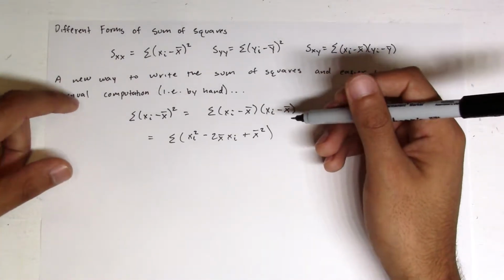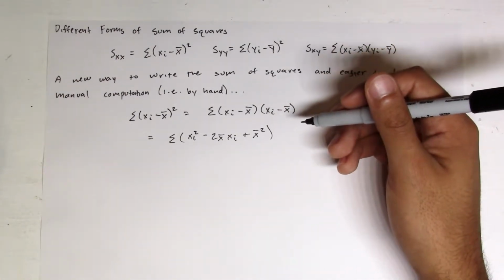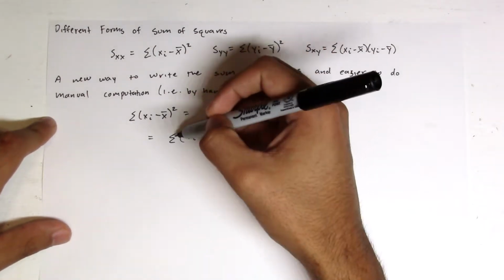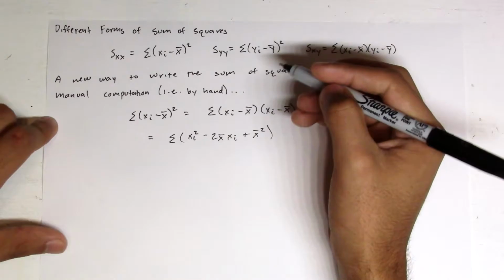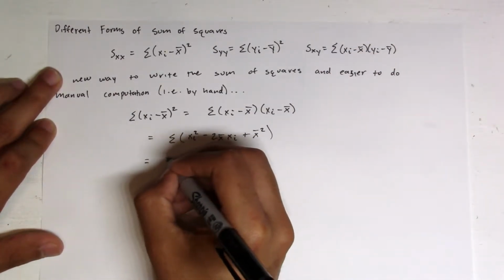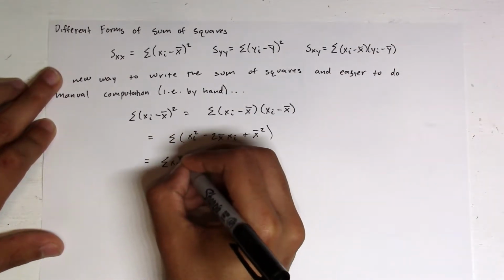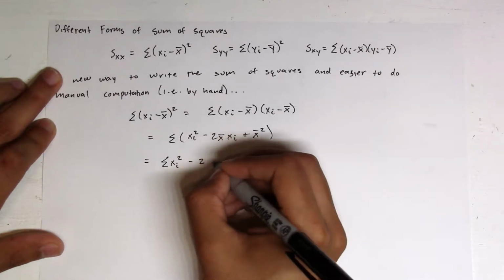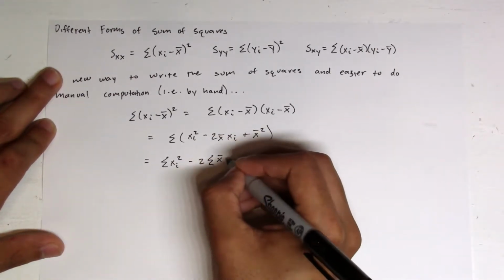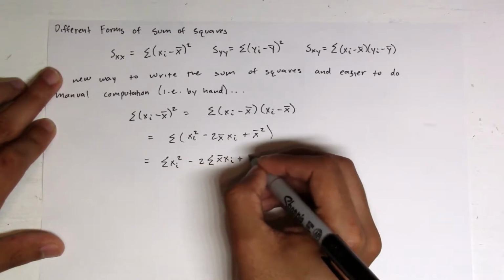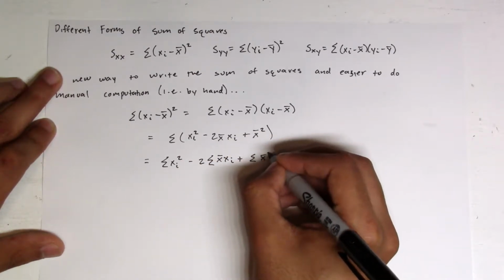So that becomes a more simple equation to work with, and the property of summations is that we can distribute this summation to each term. So we can rewrite the following equation as this: the sum of xi squared minus 2, which is a constant, so we're going to move that out, times x bar times the sum of xi, plus the sum of x bar squared.